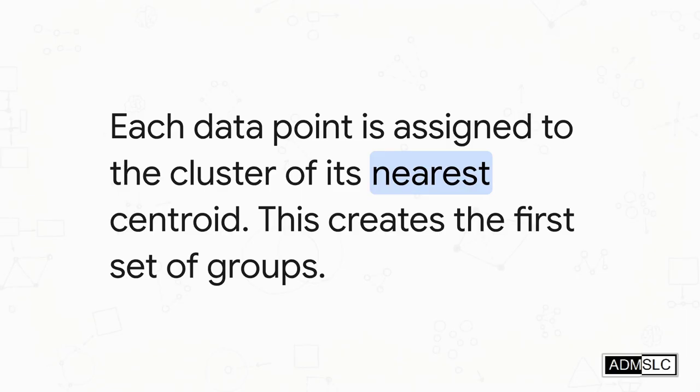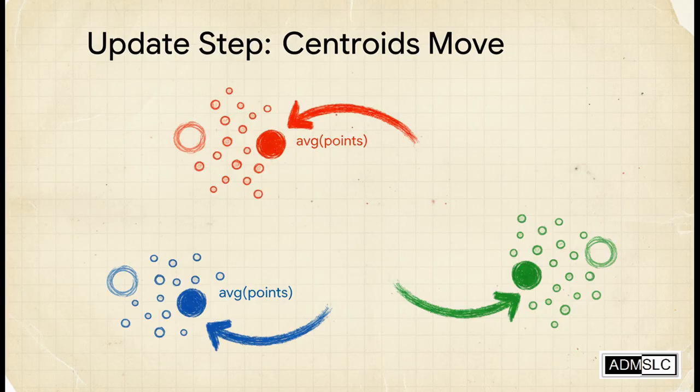The next move in the dance is the assignment step. This is pretty straightforward. The algorithm just looks at every single one of your data points and figures out which centroid it's closest to. Then, it assigns that point to that centroid's cluster. Boom! Just like that, you have your first version of the groups. And here comes the magic move, the update step. Now that we have these temporary clusters, the algorithm says, okay, where's the real center of this new group? It looks at all the points in a cluster, calculates their average position, their mean, and then it moves the centroid right to that new spot.